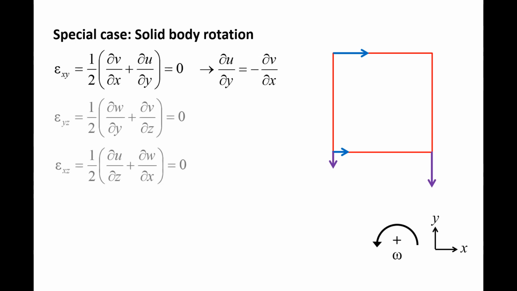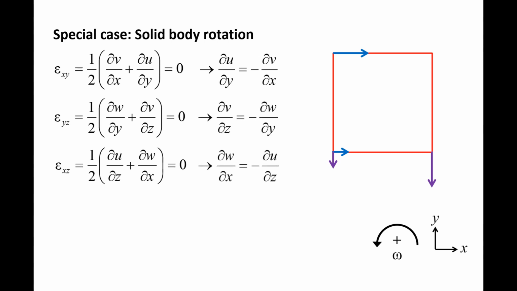In general, for the entire fluid element to undergo only solid body rotation, the shear strain rates in the yz and xz planes also must be equal to 0. This means that partial v partial z equals negative partial w partial y, and partial w partial x equals negative partial u partial z.